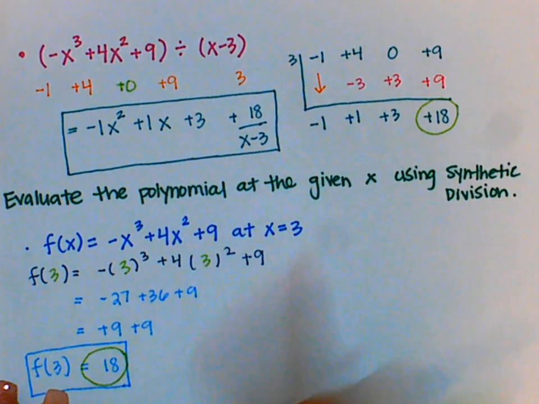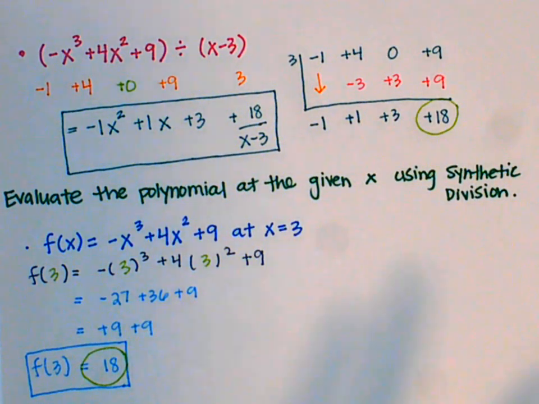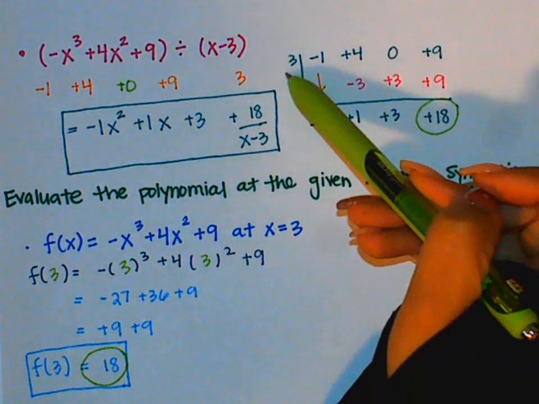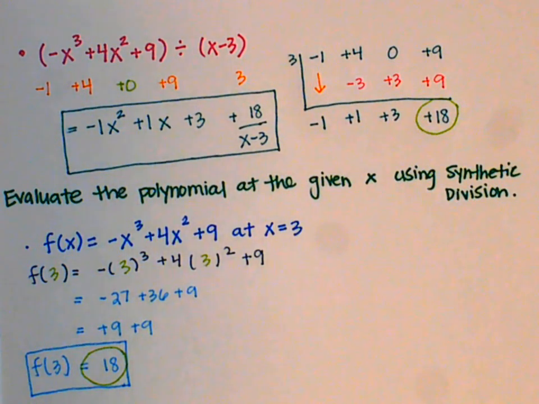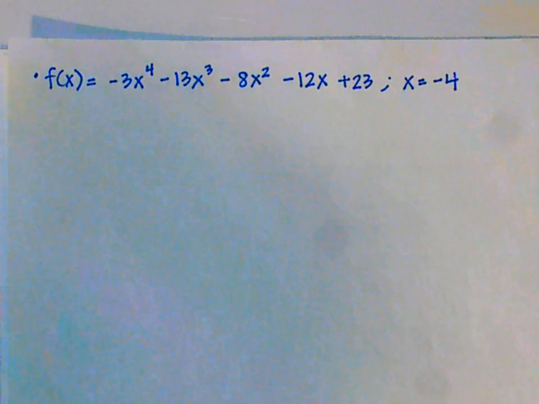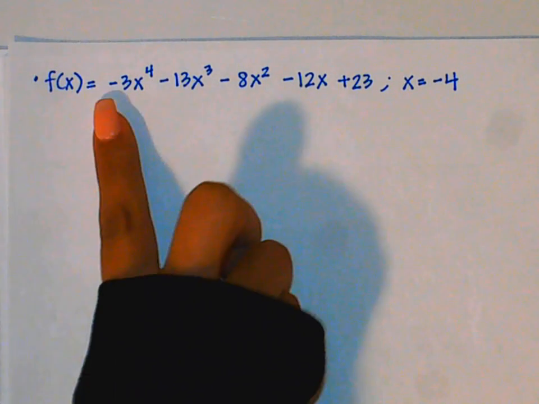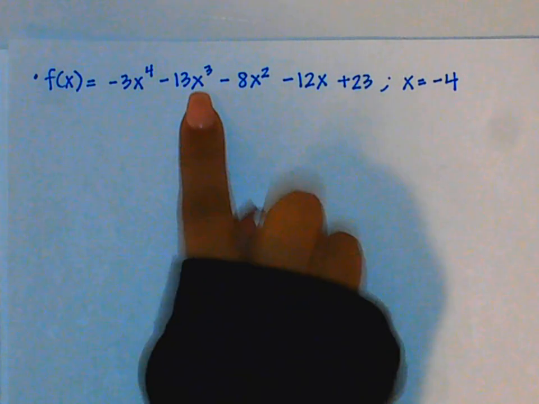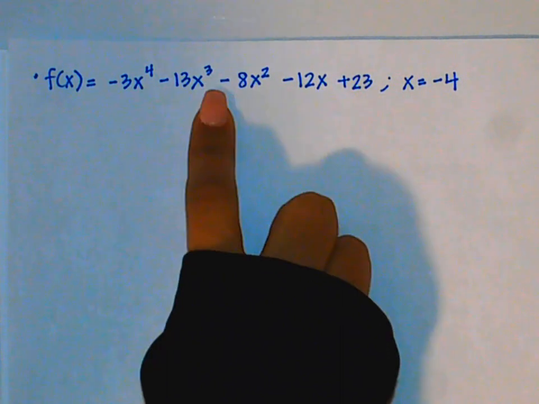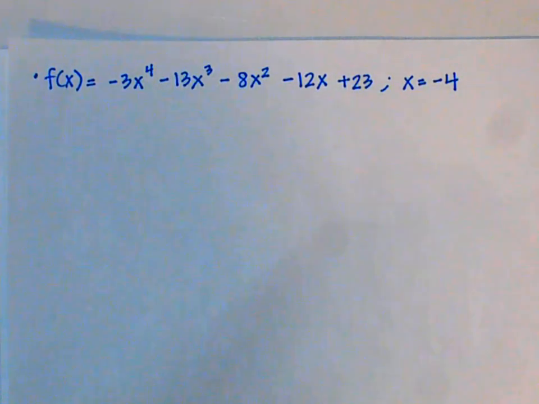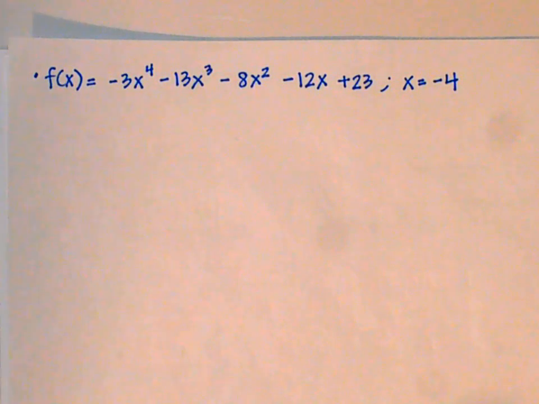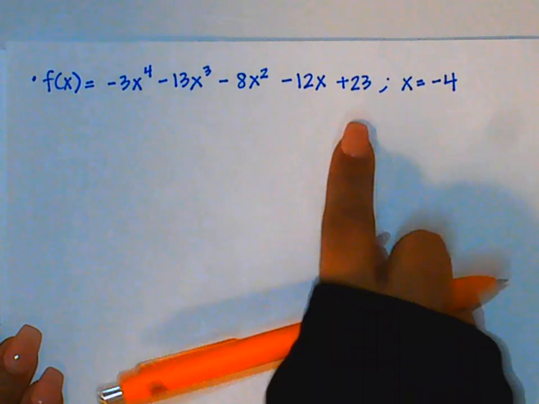In this case, plugging in 3 wasn't that big of a deal because it was pretty straightforward. But if you had something that was a bigger number, you might want to do something like this. Let's look at this problem here. So one way you can go about this is plug it in. So then you would be doing -4 to the power of 4 and then multiplying it by -3. And then plugging it in here, cubing it, and then multiplying whatever you get there by -13, and then continuing the process. Some of you guys might not mind doing that, but if I'm being honest, I don't want to do it that way. So I'm going to use synthetic division to solve for this.